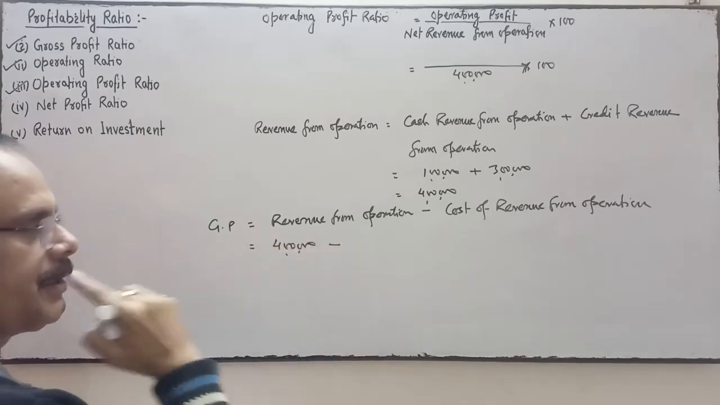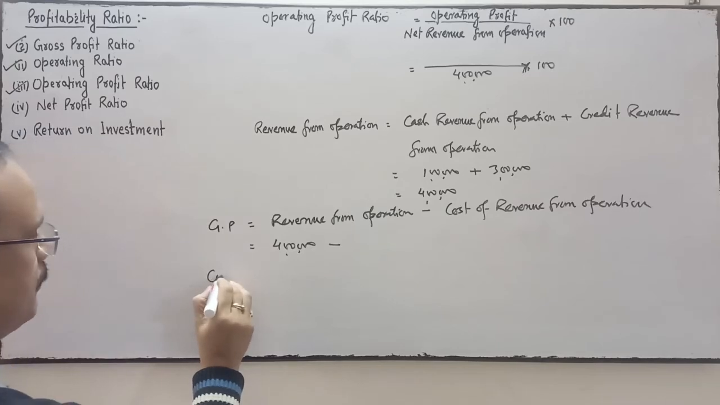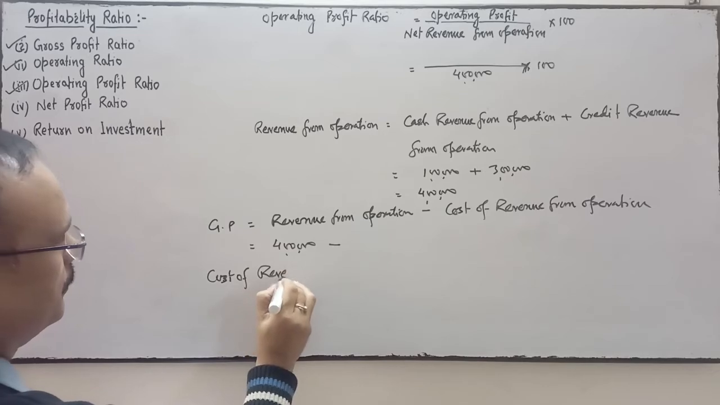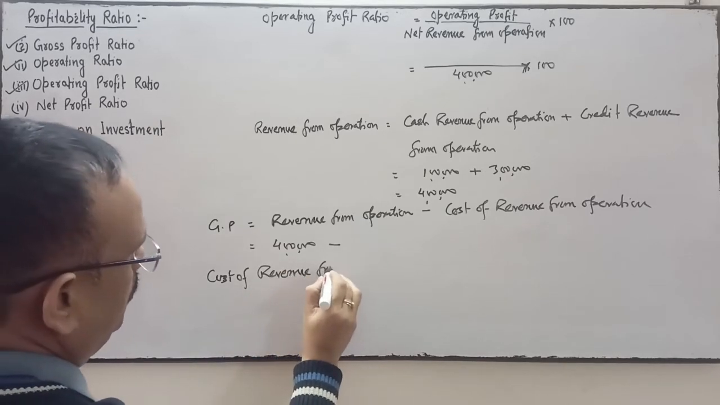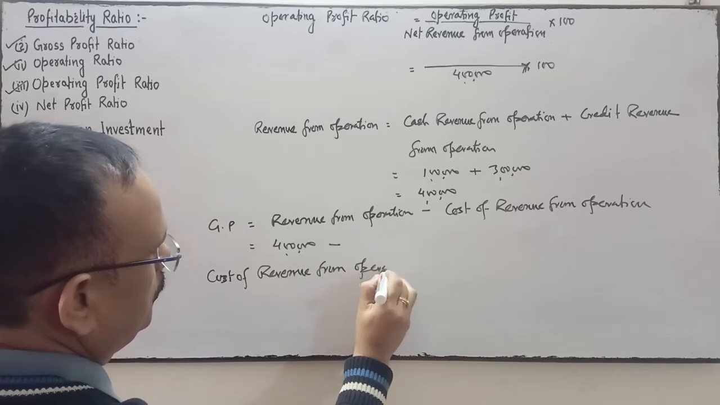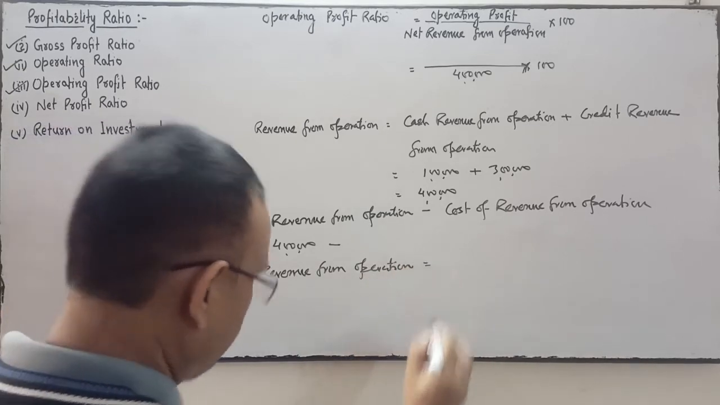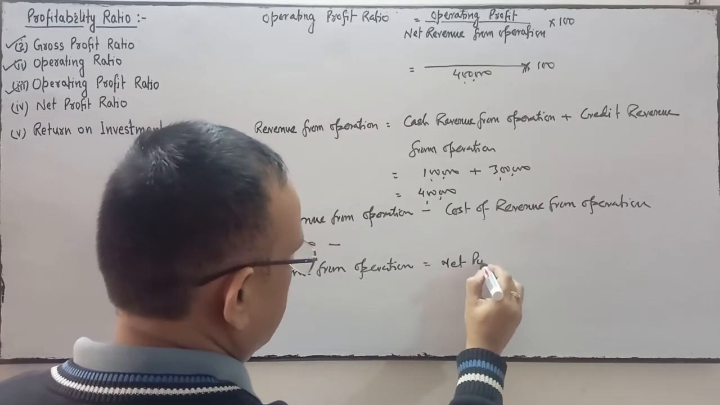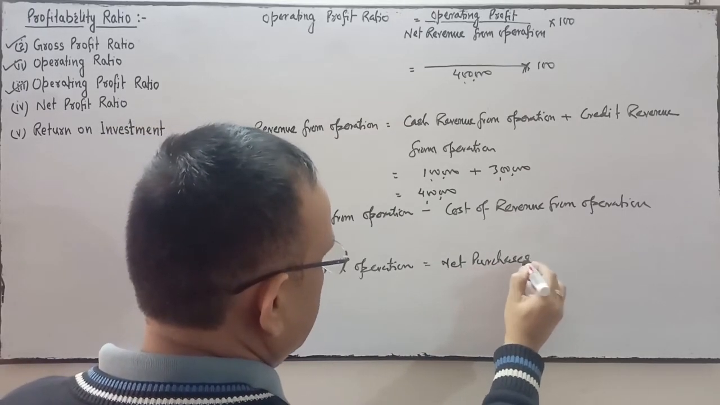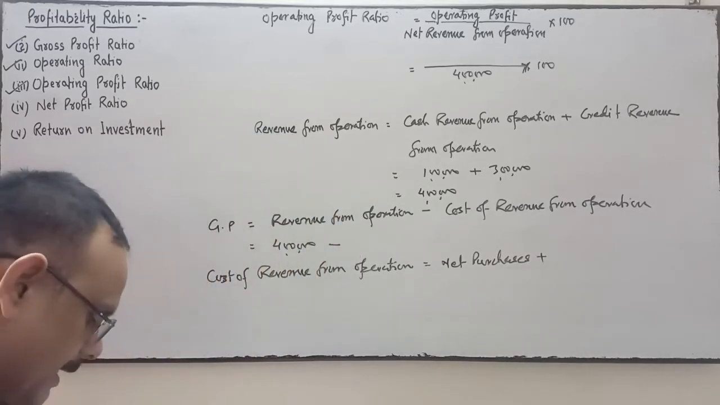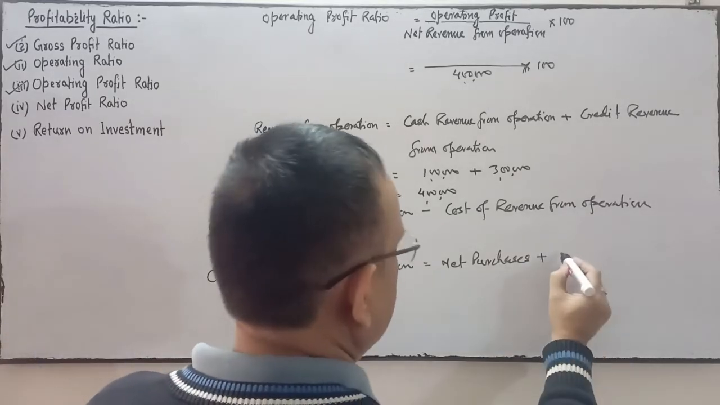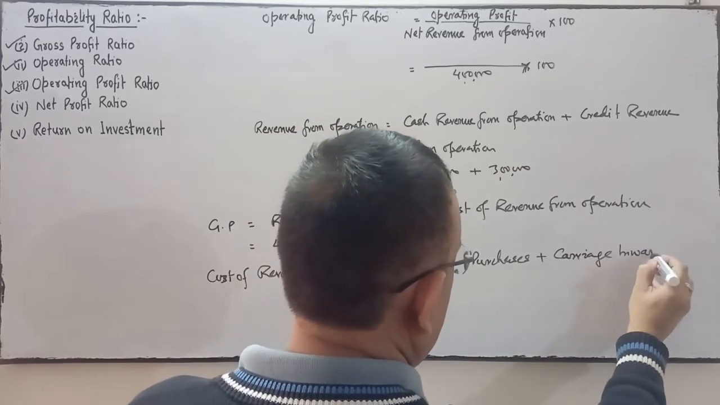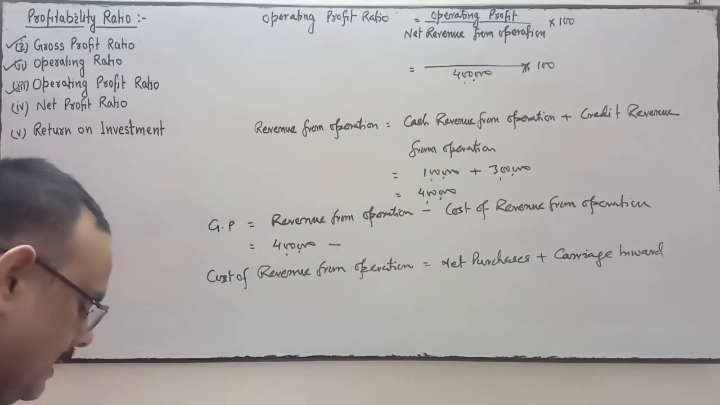Now we'll calculate the cost of revenue from operation. So cost of revenue from operation is equal to, as per the information given in the question, net purchase plus direct expenses, and in the direct expenses carriage inward is there. Carriage inward is direct expense.